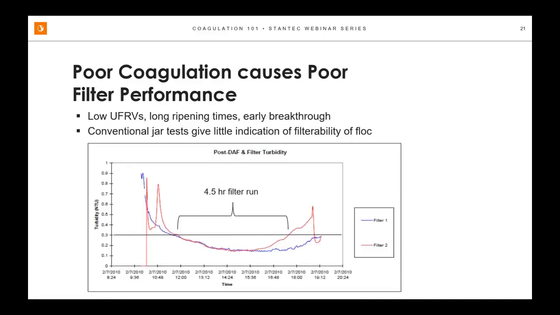Okay, so given all that background, now we'll get into how poor coagulation causes poor filter performance. We'll get into the practical aspects. This is what's going to happen if your coagulant is off. You'll have long ripening times, early filter breakthrough, and your conventional jar tests give you little indication of how filterable your floc is actually going to be. So we need some other measurement.